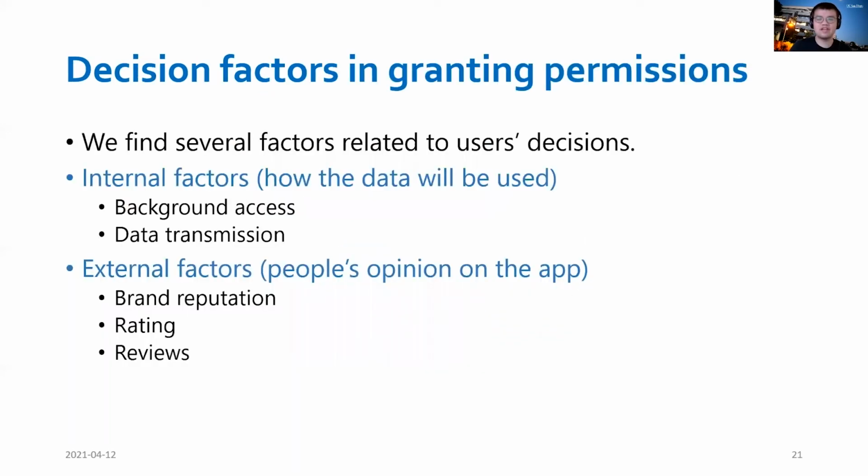From the interview, we find 5 factors related to user decisions. We classify them into 2 categories. First are the internal factors, which are related to how the data will be used after granting this permission. It includes whether the apps will access data in the background and whether they will transfer your data outside your phone. We also find the external factors that are related to people's opinions on this app. It includes the app developer's reputation, as well as ratings and reviews for this app. More results are covered in this paper, section 6.